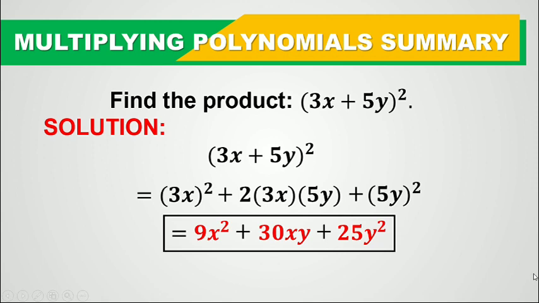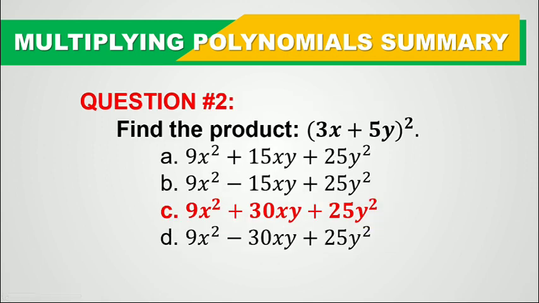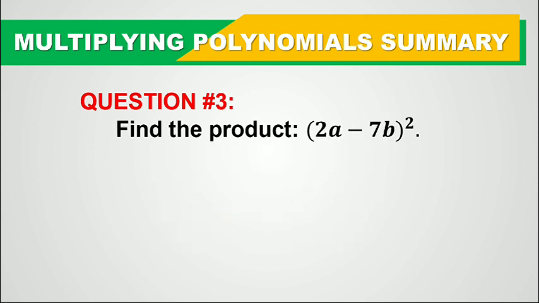And that's letter C. Alright? Now what about this one? Let's find the product of quantity 2a minus 7b squared.